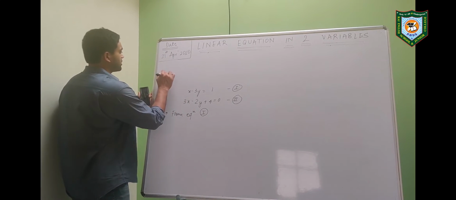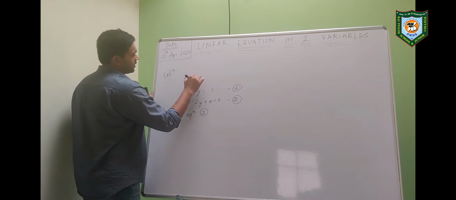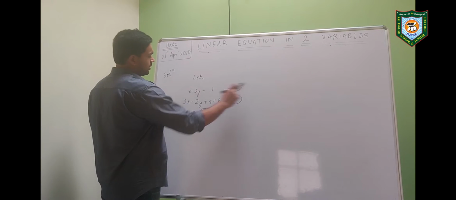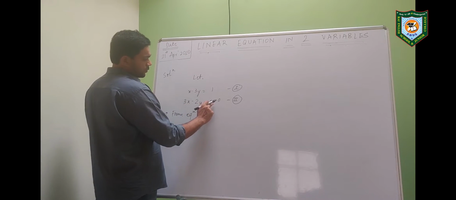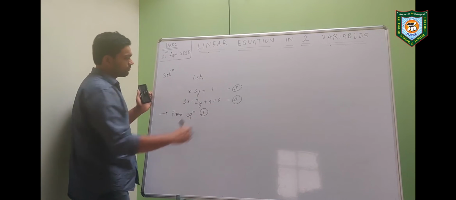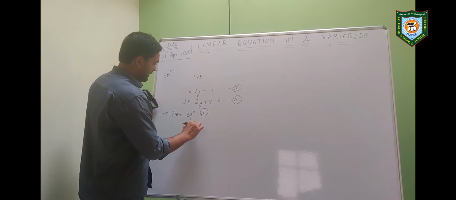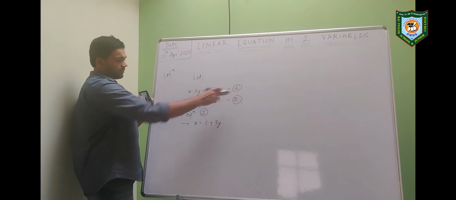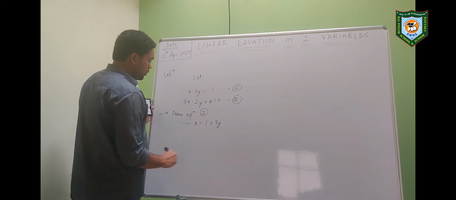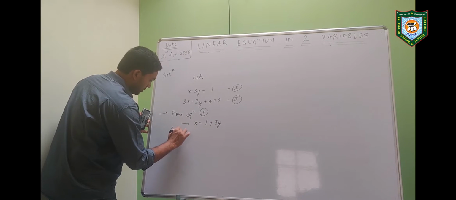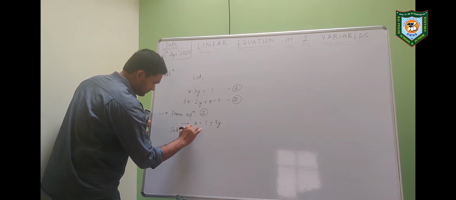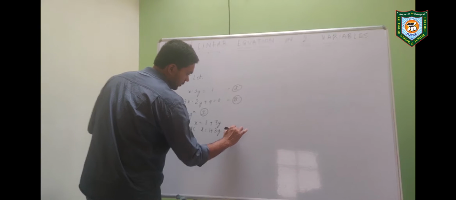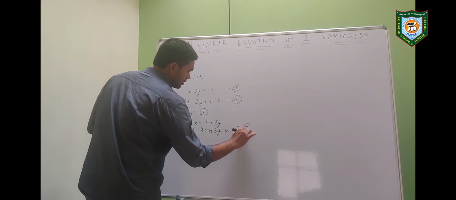Now once you start writing the solution, you have to write it this way. Let x minus 3y equals 1 be equation number 1. Let 3x minus 2y plus 4 is equal to 0 be equation number 2. So from equation number 1 we have x is equal to 1 plus 3y. Shifting minus 3y to the right side, I get x is equal to 1 plus 3y. Now I have to substitute x is equal to 1 plus 3y in equation 2.